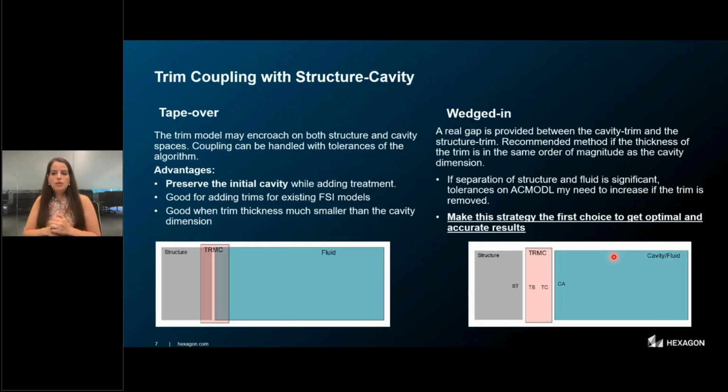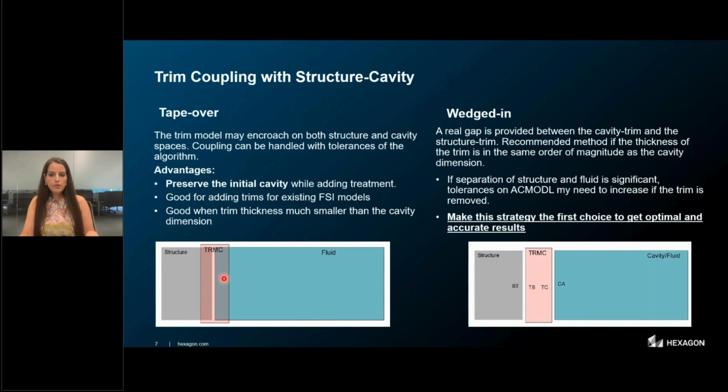Moving on to the trim coupling with structure and cavity. As you see over here on this slide, there are two primary techniques to perform the trim coupling. One is called the taped over, and the other one is called wedged in. And I'm going to walk through both just now.